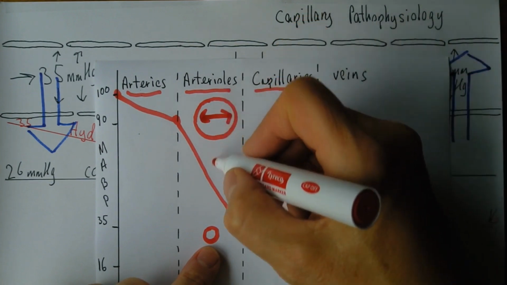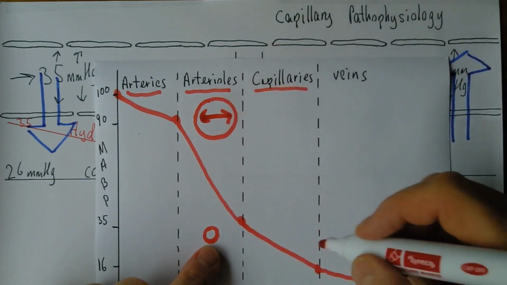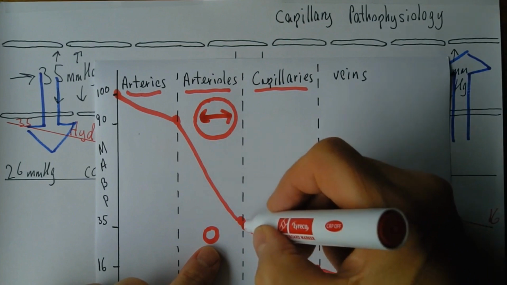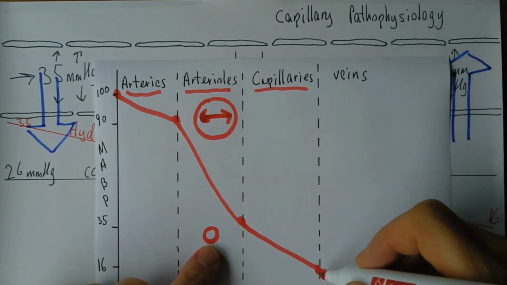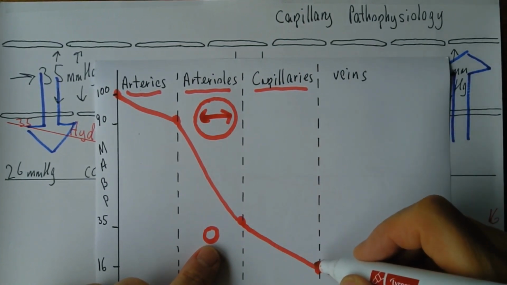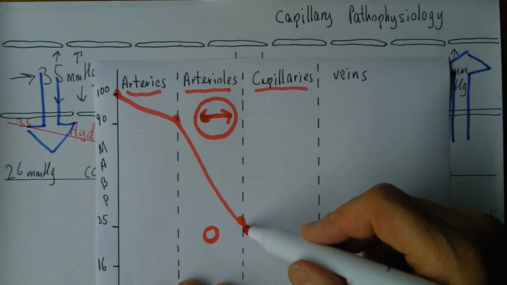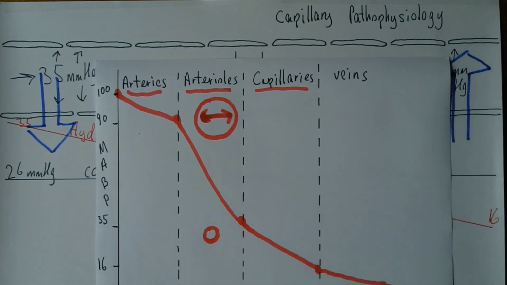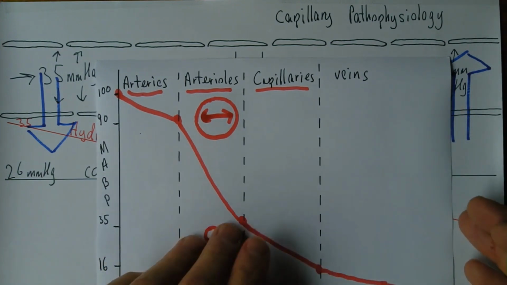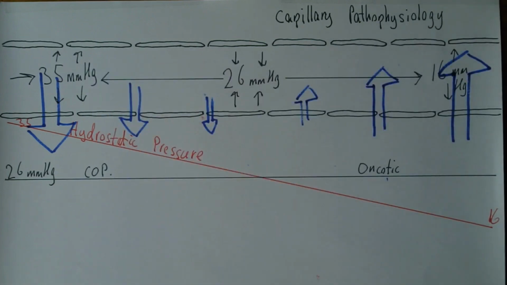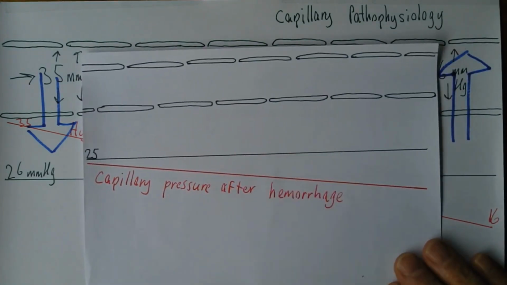So the arterioles will vasoconstrict. And can you see that means less blood is going to get through to the capillaries? So the capillaries will be relatively hypoperfused. So the pressure of the blood going into the capillaries is going to be less. So that now makes sense of hopefully this diagram here.